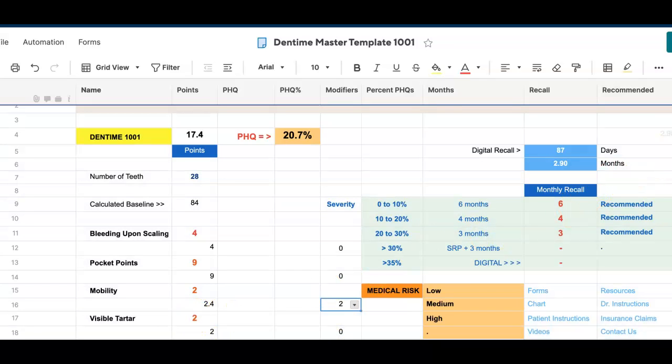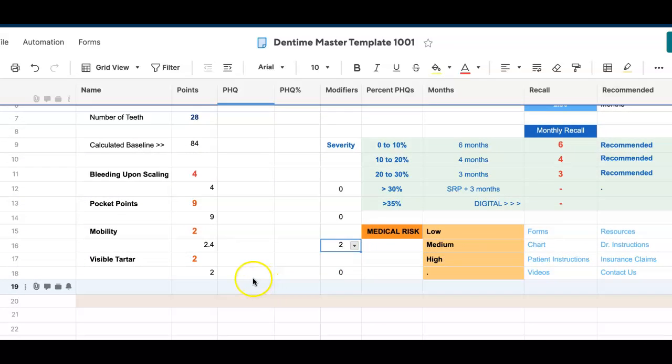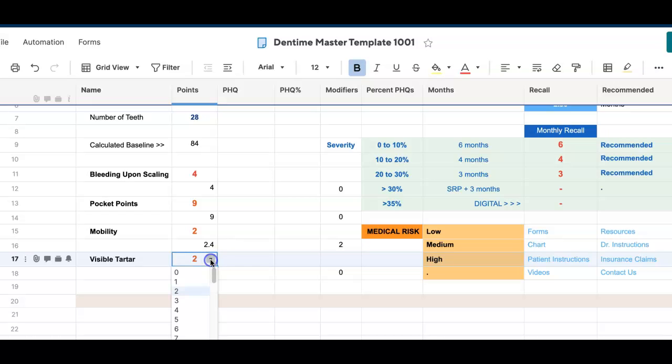And then finally, we do visible tartar. Visible tartar is really effective. It just says that when I look in that person's mouth, how many teeth can I visually see have tartar? Let's put this number at 5 teeth.